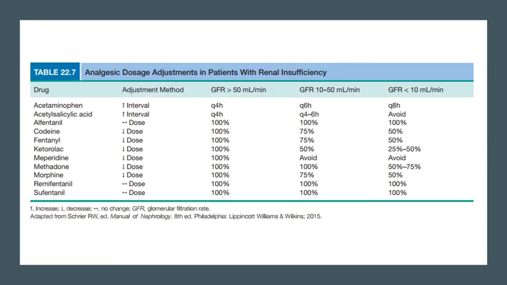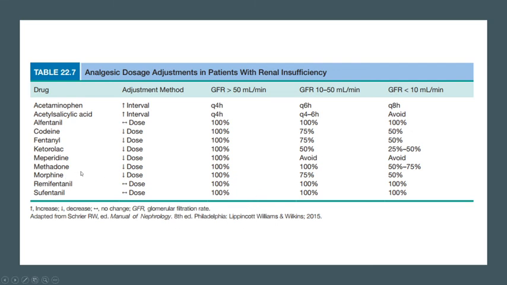This is another table, which gives you an idea of what you should be doing with doses for different GFRs. Again, if you want to look up a particular drug, the renal handbook is fantastic. It gives you all the different scenarios that the patient might be in: on dialysis, on filtration, GFR of whatever range, and then what you need to do with that drug.